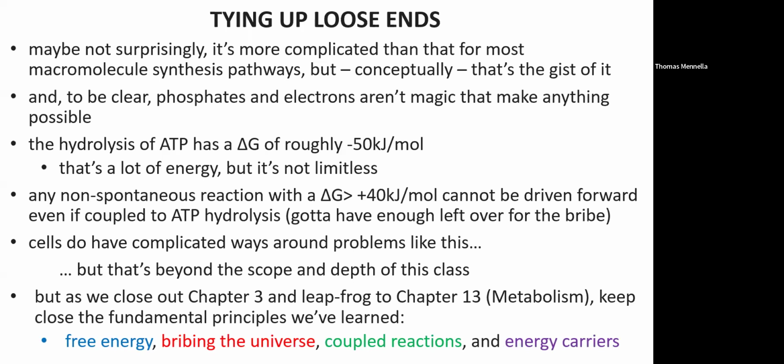We have to have some kind of negative delta G at the end of what we're doing so the universe has what it needs. Coupling reactions is a primary strategy for doing that. And now what we've introduced here, this notion of energy carriers, ATP being a carrier for high energy phosphates, NAD, FAD, and NADP being an electron carrier for high energy electrons.